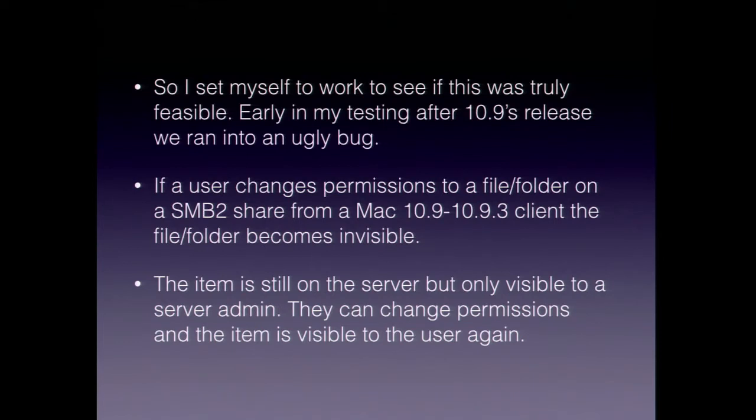Early in my testing, after 10.9's release, we ran into a very ugly bug. If a user changes permissions on a file folder on an SMB2 share from a Mac that's running 10.9 through 10.9.3 client, it disappears for the user. They no longer see it, don't have access to it. It's still sitting on the server, and a domain admin can go in and recover it for them, which domain admins love to do, right? So they can recover the item for the person, but obviously it's a very ugly bug that would keep us from removing ExtremeZ-IP from our environment.